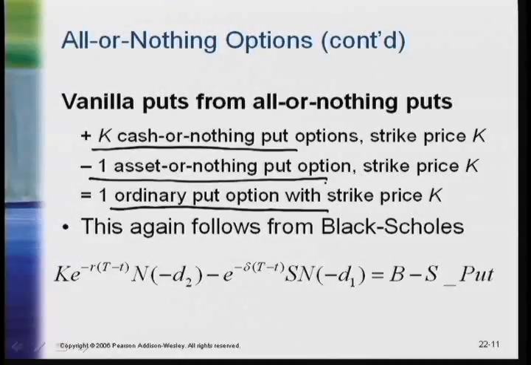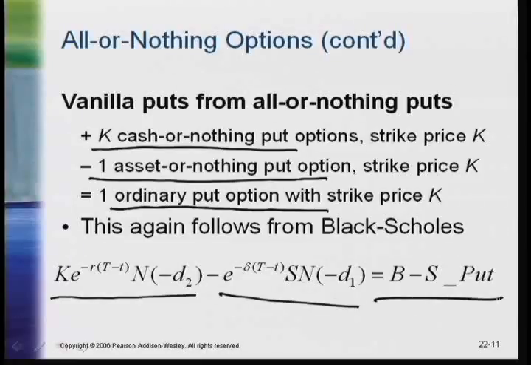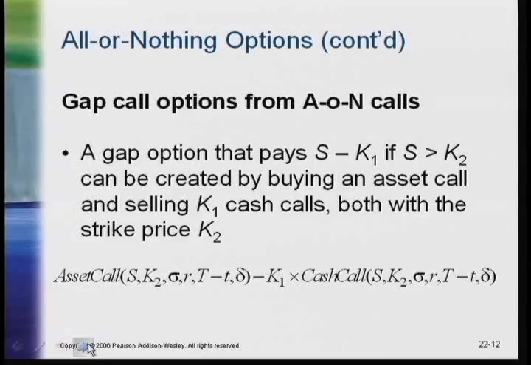And again, you can put together the pieces. Here we have K long positions in cash or nothing puts. We have a short position in an asset or nothing put, and we put those pieces together, and lo and behold, we get a Black-Scholes formula. We can also look at the gap calls or the gap puts.